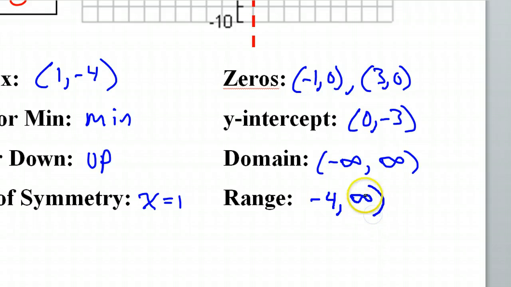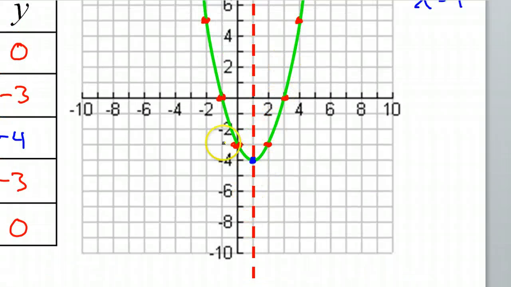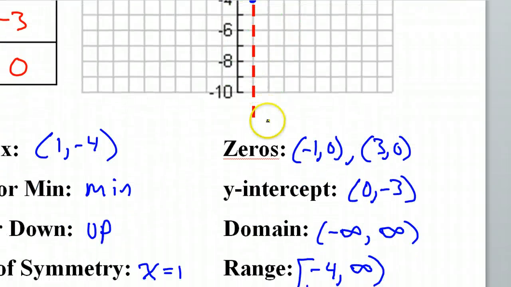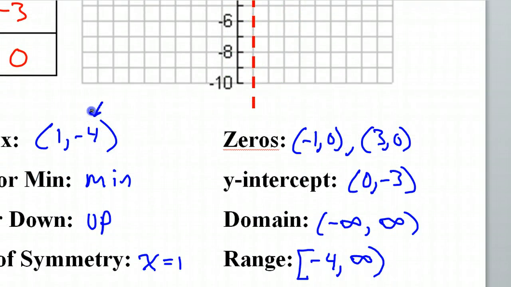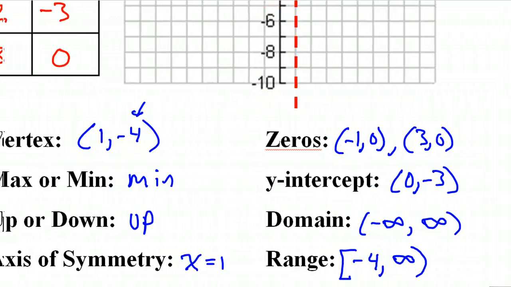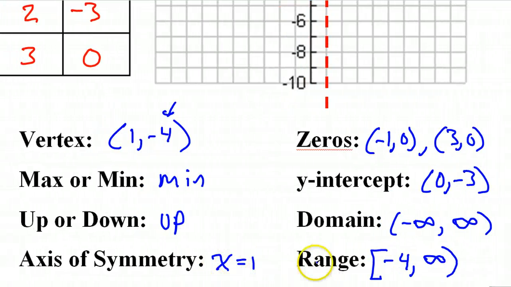Infinities always get round parentheses to show that you can't actually reach infinity, but -4 gets a square bracket to show that the parabola does reach -4. A value of -4 is included as part of this parabola. And in fact, you can see that -4 right there in the vertex, so it's definitely included.